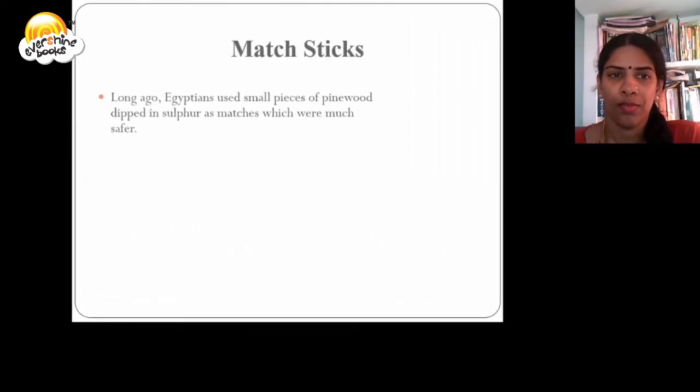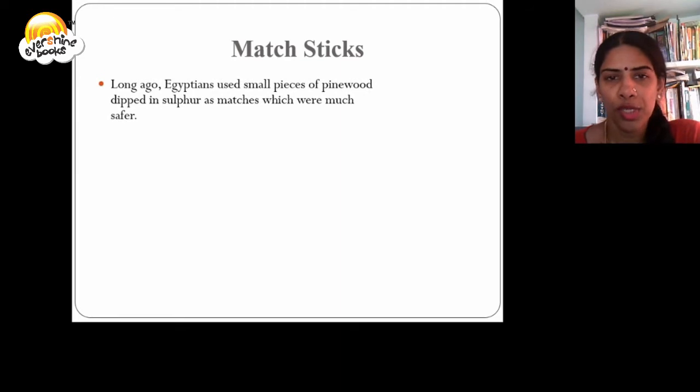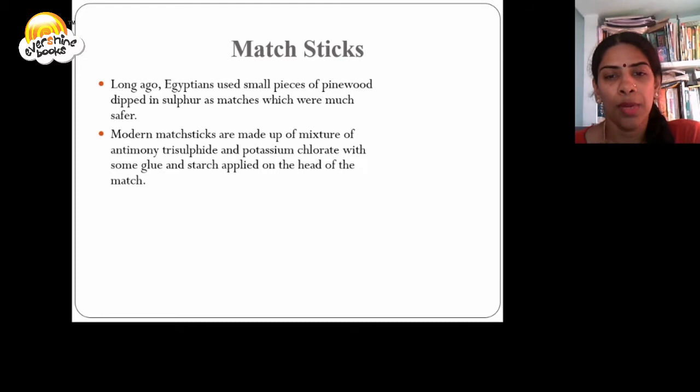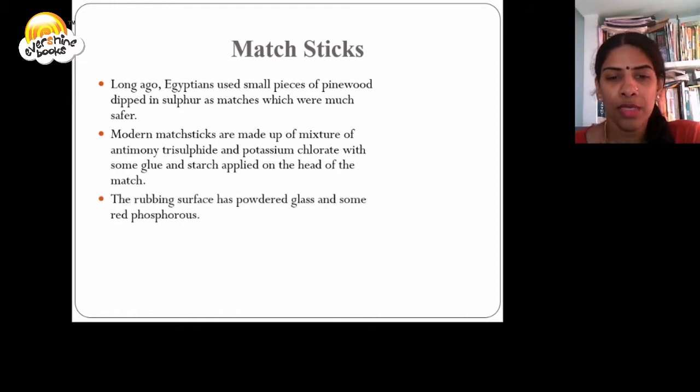Matchsticks. Long ago, Egyptians used small pieces of fine wood dipped in sulfur as matches, which were much safer. Modern matchsticks are made up of a mixture of antimony trisulfide and potassium chlorate with some glue and starch applied on the head of the match. The rubbing surface has powdered glass and some red phosphorus.